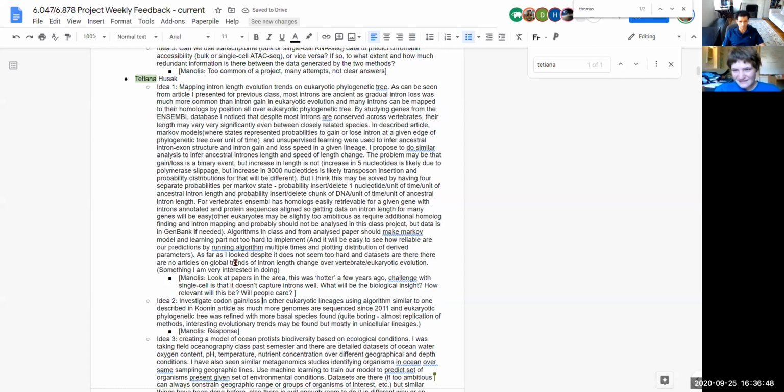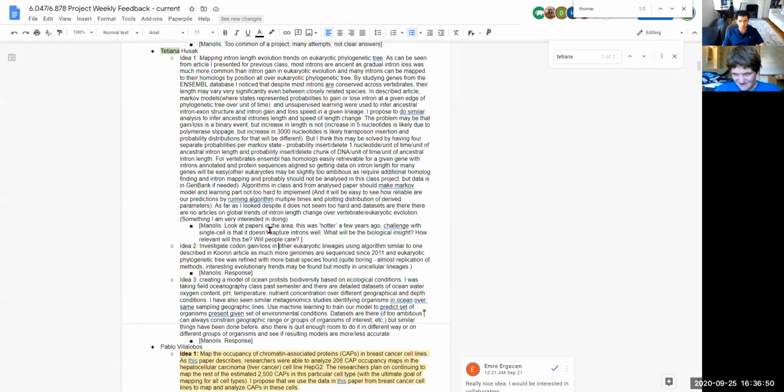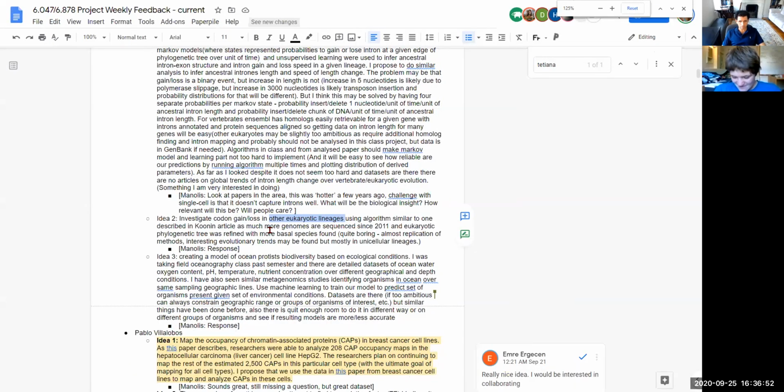So intron gain and loss in other eukaryotic lineages using algorithms similar to the one in the Koonin article. Sorry, what do you mean codon gain loss? Basically, no, I meant intron gain loss. It was basically to do the same thing, but with more species. But I think that's a bad idea now, because I think that's already done. It's not that interesting. Okay.